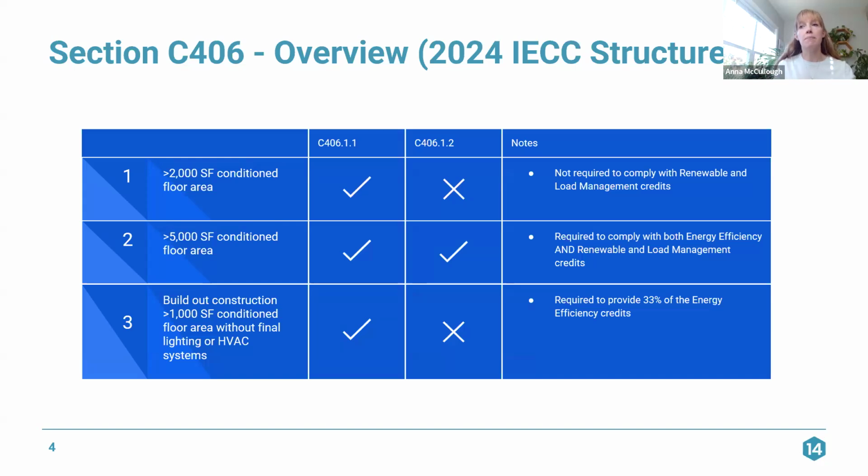And then if you are a build out construction greater than 1,000 square feet conditioned floor area without final lighting or HVAC systems installed, you are required to provide 33% of the energy efficiency credits. You are not required to comply with renewable and load management credits. So if you're a core and shell building, no HVAC, no lighting, you only have to comply with 33% of the credits you would otherwise have to comply with. So that's the general 2024 IECC structure.